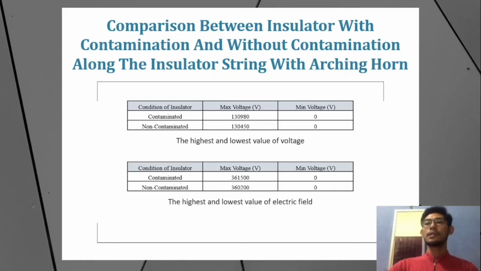For the highest and lowest value of voltage, for the contaminated, maximum voltage 130,980 volt with the minimum voltage 0, and non-contaminated maximum voltage 130,450 volt with the minimum voltage 0. And the highest and lowest value of electric field, contaminated, we get maximum voltage 361,500 volt and minimum voltage 0 volt, and non-contaminated maximum voltage is 360,200 volt and minimum voltage is 0.